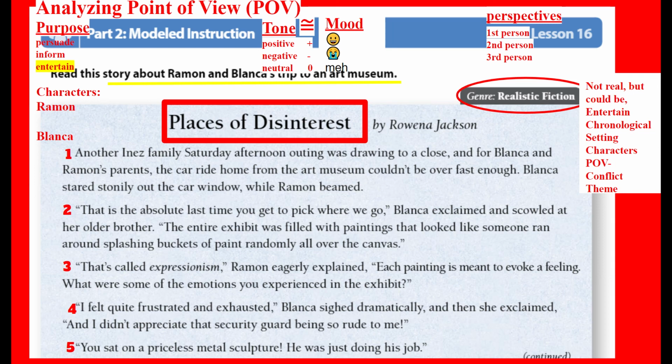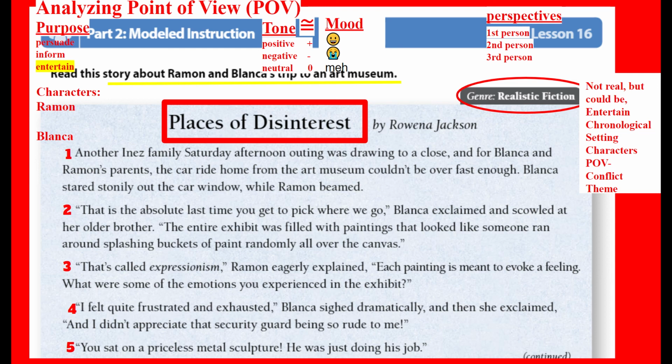over the canvas. "That's called expressionism," Raymond eagerly explained. "Each painting is meant to evoke a feeling. What were some of the emotions you experienced in the exhibit?" "I felt quite frustrated and exhausted." Blanca sighed dramatically, and then she exclaimed, "And I didn't appreciate that security guard being so rude to me. You sat on a priceless metal sculpture. He was just doing his job."